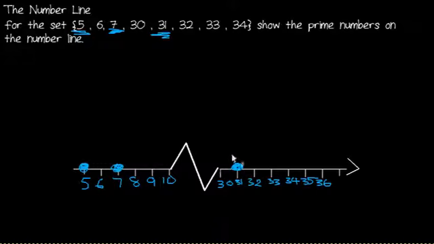We just use this zigzag to indicate that there's a break in the number line, and we can show the number line from wherever to wherever we want to.